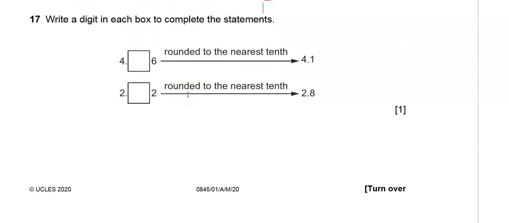Question number 17. Write a digit in each box to complete these statements. 4.6 rounded to the nearest tenth. Rounded to the nearest tenth, you get 4.1. So this should be 0, such that 4.06, when you round it to the nearest tenth, this is the tenth, the 10th position, then what you get is 4.1.